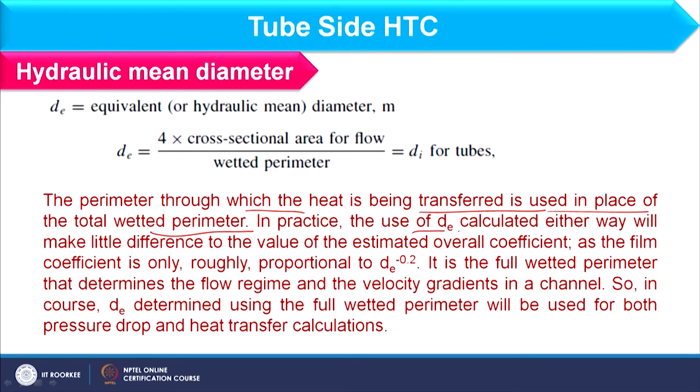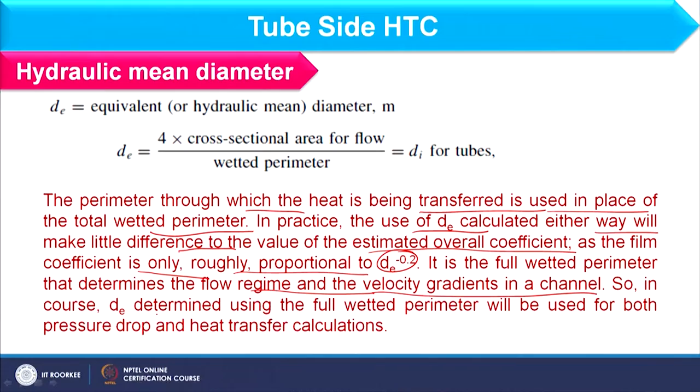Okay. In practice, the use of DE calculated either way will make little difference to the value of the estimated overall coefficient, as the film coefficient is only roughly proportional to DE to the power 0.2. The full wetted perimeter determines the flow regime and velocity gradient in a channel. So, instead of considering any perimeter, we should consider the fully wetted perimeter. And so, in this course also, DE determined using the fully wetted perimeter will be used for both pressure drop as well as heat transfer calculation. So, in this case, we are using DI as the equivalent diameter, because I am considering the fully wetted perimeter.